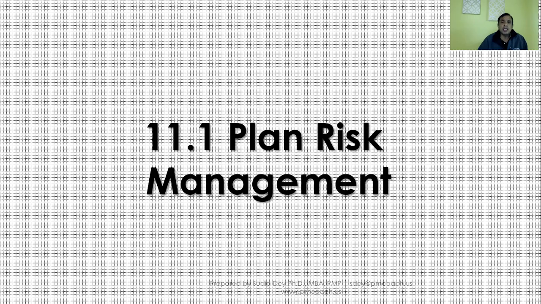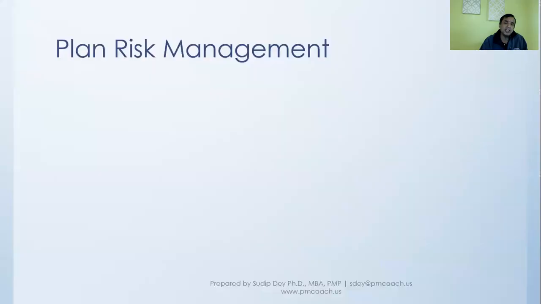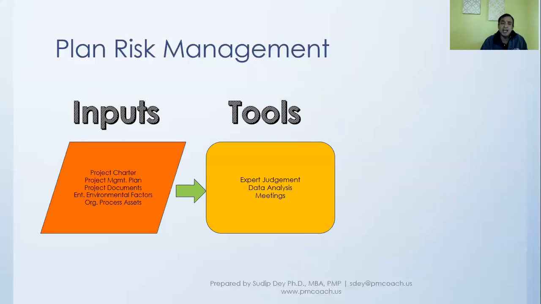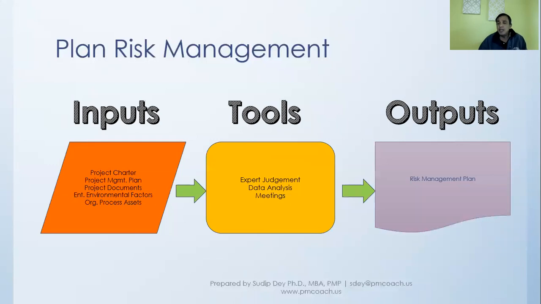Now, with this as our background, let's move on to our first process, which is plan risk management. The inputs to the plan risk management process are the project charter, some of the documents, and the project management plan, and we'll have different tools that we'll talk about. The main output that will come out is the risk management plan.